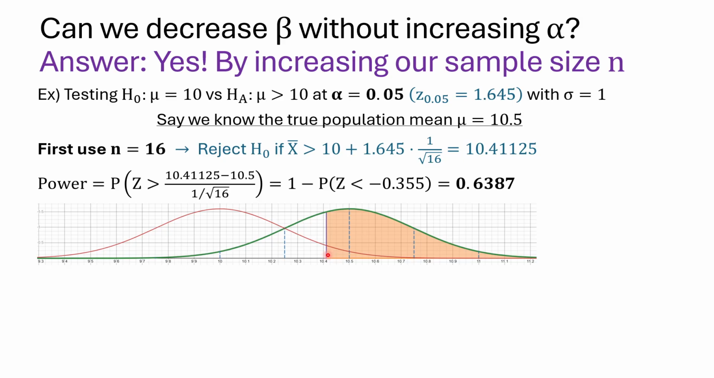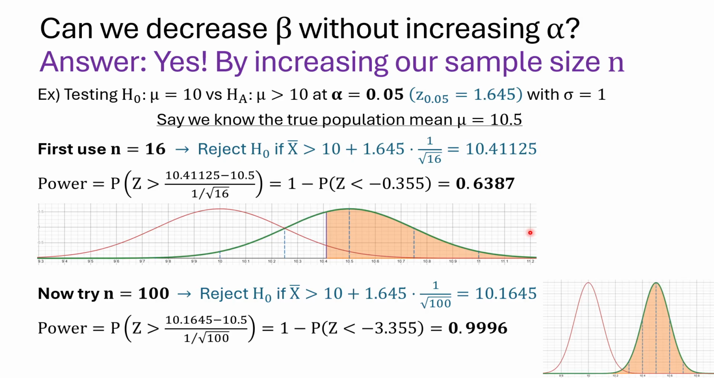However, it's actually going to happen a lot more than that because the true mean is 10.5. In fact, this cutoff of 10.41125 has a z-score of all of the sample means we would really get with this true population mean of 10.5. The z-score is minus 0.355. That's calculated here. And so 63.87% of the time, we will be truly rejecting the null hypothesis, which is good. We should reject the null hypothesis because 10.5 is more than 10. But we can do even better.